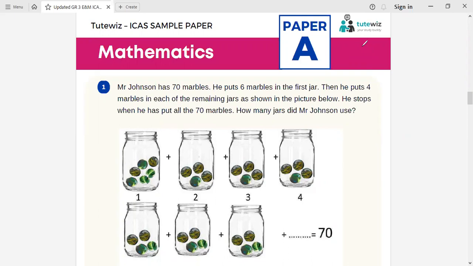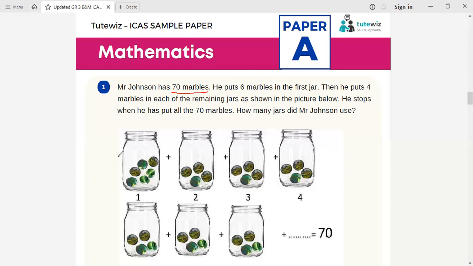Mr. Johnson has 70 marbles. He puts 6 marbles in the first jar. Then he puts 4 marbles in each of the remaining jars as shown in the picture below. He stops when he has put all the 70 marbles. How many jars did Mr. Johnson use? So if I go statement by statement, I'll know that the total number of marbles Mr.